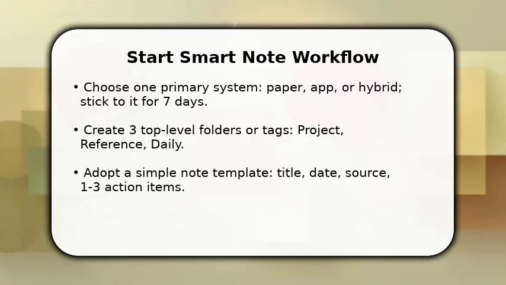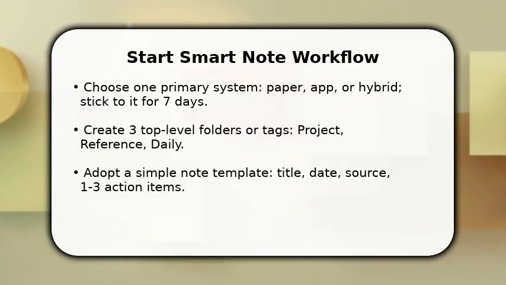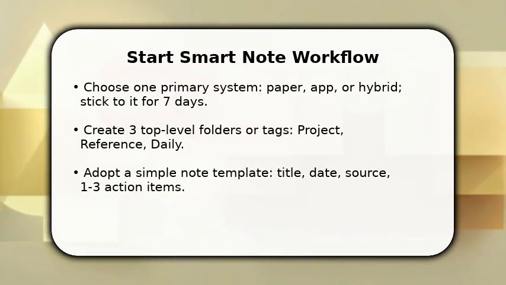You begin by deciding a single system and committing to it. This reduces friction and builds habit. Once chosen, set up 3 top-level buckets: project, reference, daily, so every note has a home and context. Then create a short template with title, date, source, and up to 3 actions. This makes retrieval and follow-up automatic.